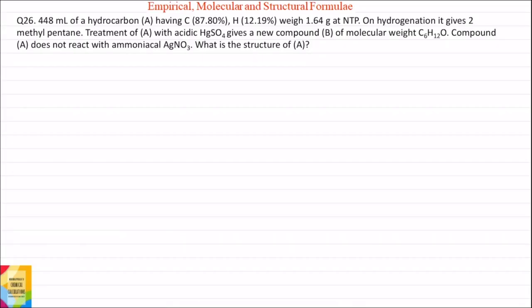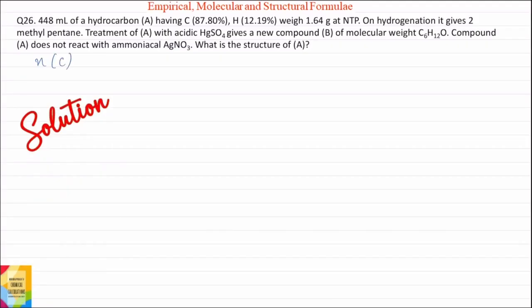Question 26. 448 milliliter of a hydrocarbon A having carbon 87.80%, hydrogen 12.19%, weighs 1.64 gram at NTP. On hydrogenation, it gives 2-methyl pentane. Treatment of A with acidic HgSO4 gives a new compound B of molecular formula C6H12O. Compound A does not react with ammoniacal silver nitrate. What is the structure of A?